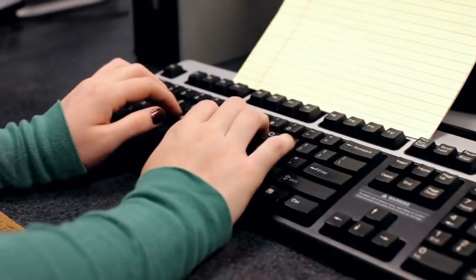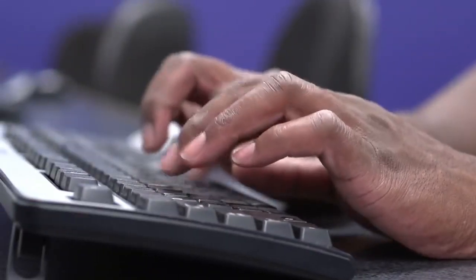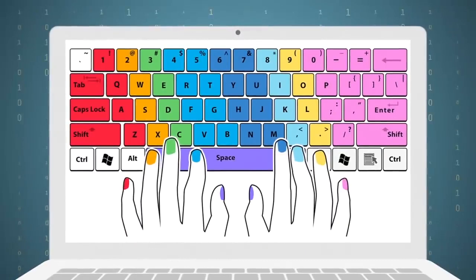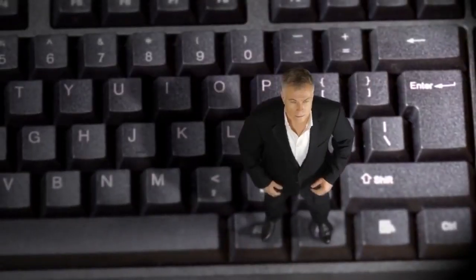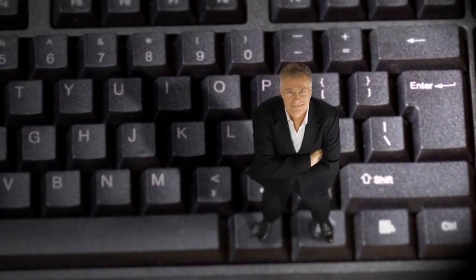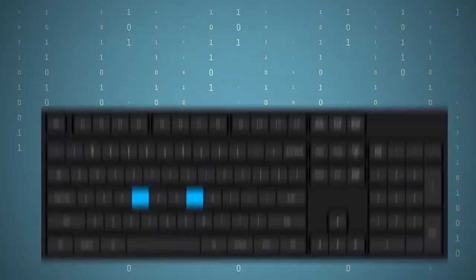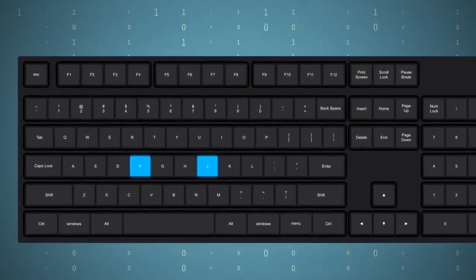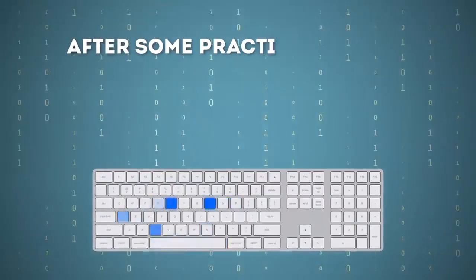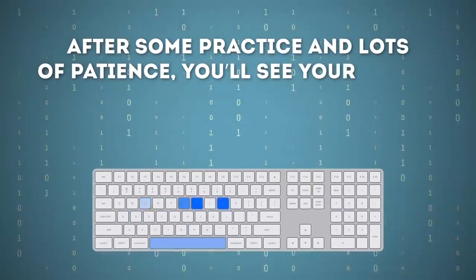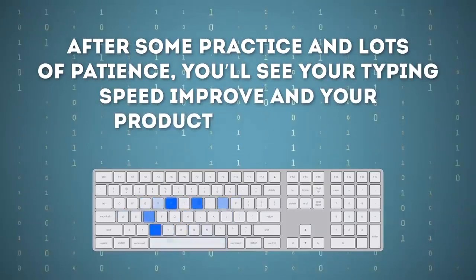If you place your fingers exactly like that, it'll be way easier for you to reach all the necessary keys on the board. Just take a look at this picture of the typing chart. Here, the nail color on each finger corresponds to the color of the keys you can use with it. It's always best to return each finger to its home key after pressing any key outside of it. You can use the little raised lines on the F and J keys to help you find your way back home without even looking. After some practice and lots of patience, you'll see your typing speed improve and your productivity double.